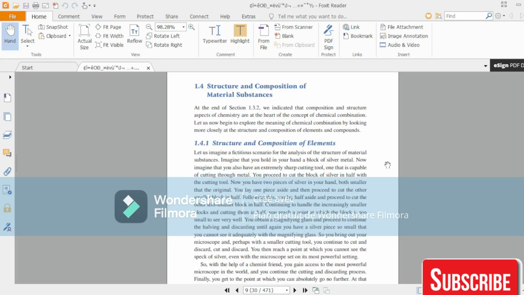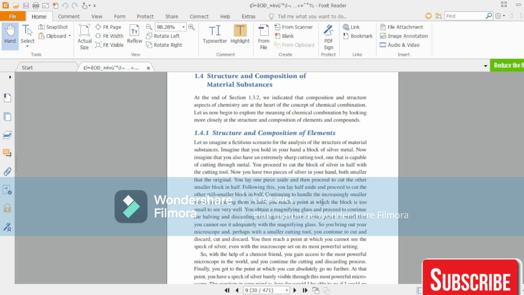Let us imagine a fictitious scenario for the analysis of the structure of material substances. Imagine that you hold in your hand a block of silver metal. Now imagine that you also have an extremely sharp cutting tool, one that is capable of cutting through metal. You proceed to cut the block of silver in half with the cutting tool. Now you have two pieces of silver in your hand, both smaller than the original. You lay one piece aside and then proceed to cut the other smaller block in half. Following this, you lay half aside and proceed to cut the other, still smaller block in half.